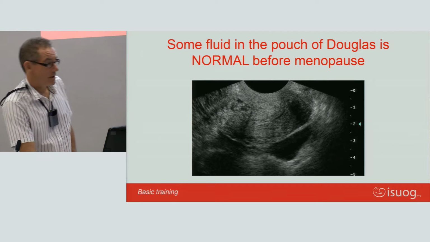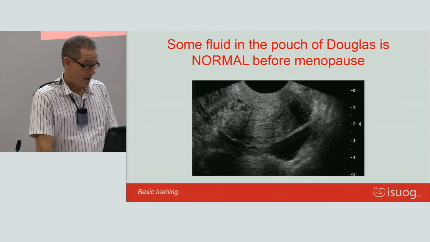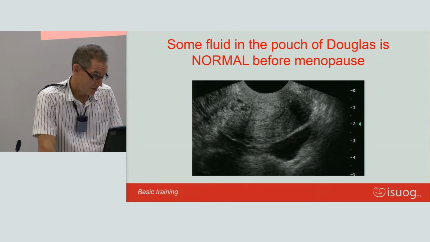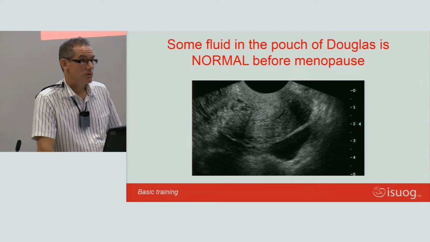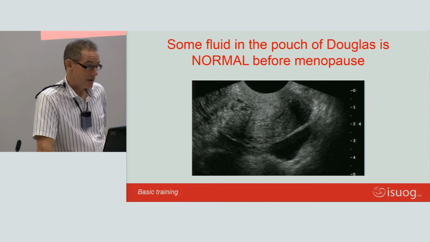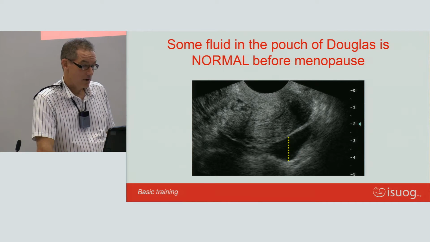Okay, as I said, it's normal to have fluid in the pouch of Douglas, especially in premenopausal women. It is an unusual finding in postmenopausal women, so if you see it, you should probably investigate further. And if you're going to measure it, that's how you measure it.